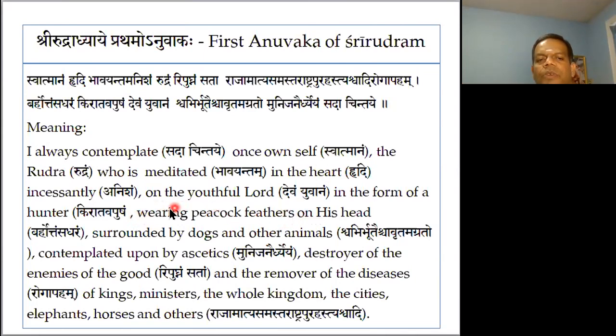Devam Yuvanam, on the youthful Lord. Yuvana means youthful. Devam, the Lord. So the rishis see the Lord as one who is able to run, able to climb mountains, who can be very active. Devam Yuvanam. In the form of a hunter.